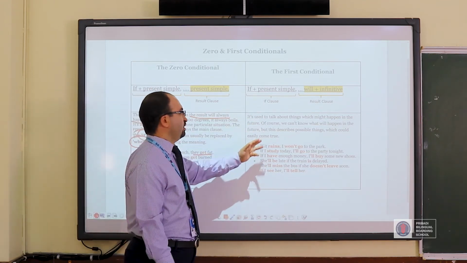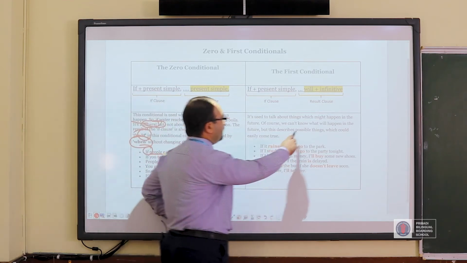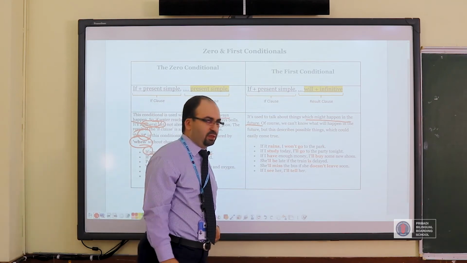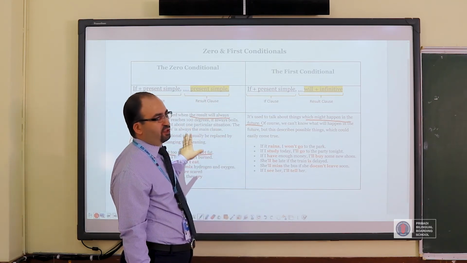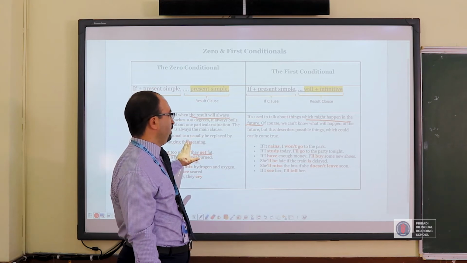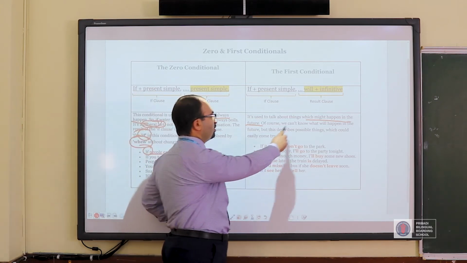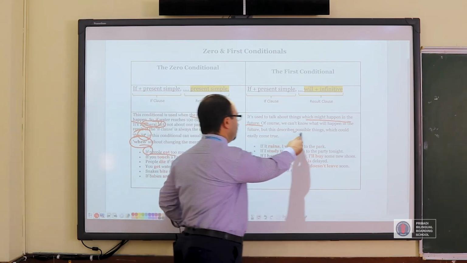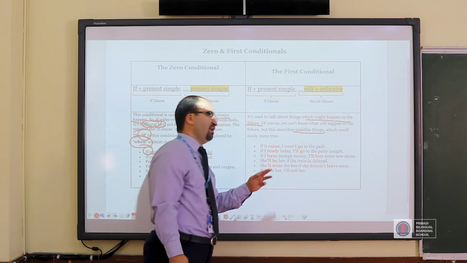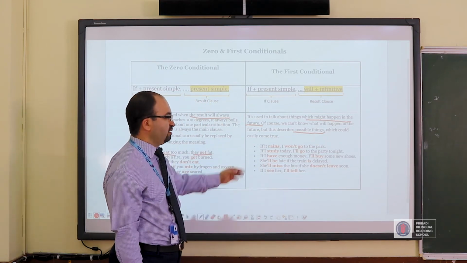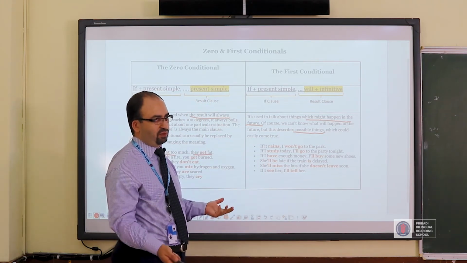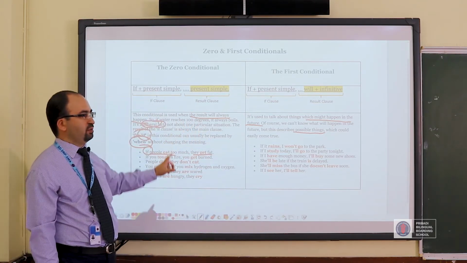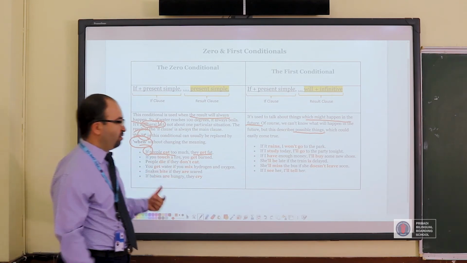And the first conditional is for things which might happen in the future. They are probable, but they are not as natural as the zero conditional events. We can't know what will happen in the future, but these describe possible things, right? Which could easily come true. If it rains, I won't go to the park. So it might rain and I stay at home. But it is not as natural as this. Still, there is an option.